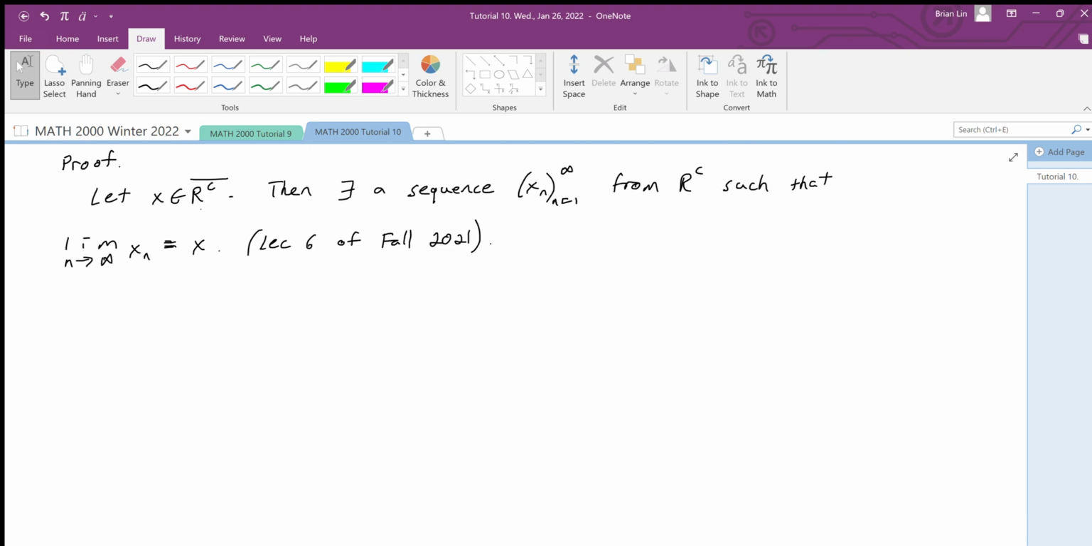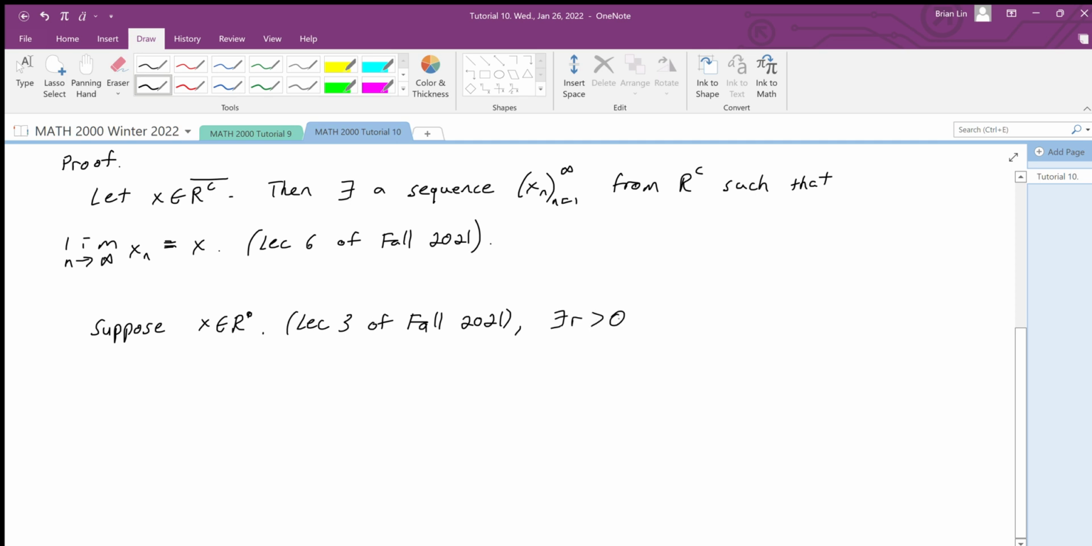Then we now suppose that x is inside the interior of R. So the definition of interior, which is from lecture 3, so suppose x is in the interior, there exists a radius greater than 0 such that the ball of radius r around x is contained by R. Since from above we have xn converging to x, then there exists some xn which will be very close to x.